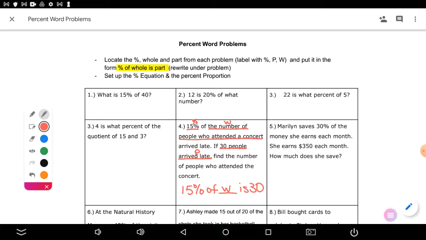On this step, you will either have the percent, just put the percent sign if we don't know it. If it's the whole that we're missing, we're going to put a W. If it's the part we're missing, what do you think we're going to put? A P. You can't put P for percent and part. So we're going to do the percent sign for the percent.